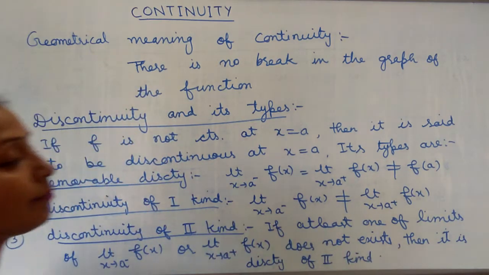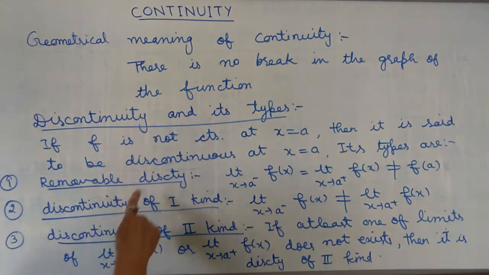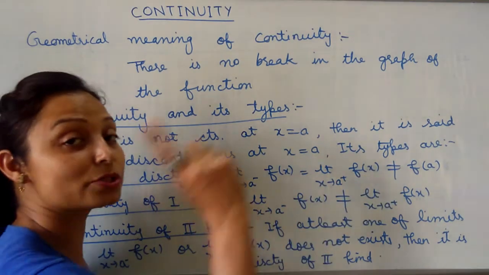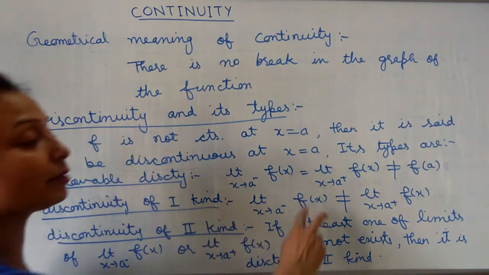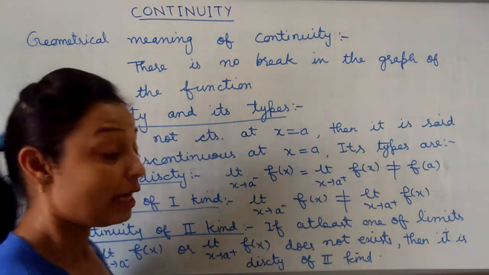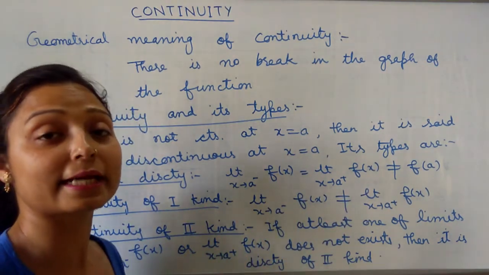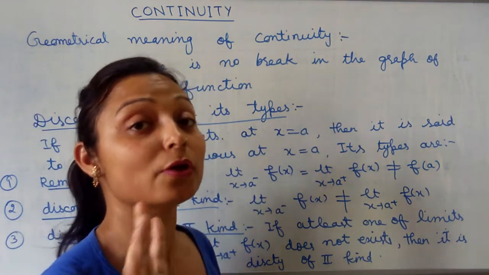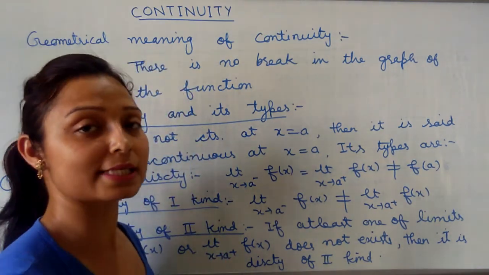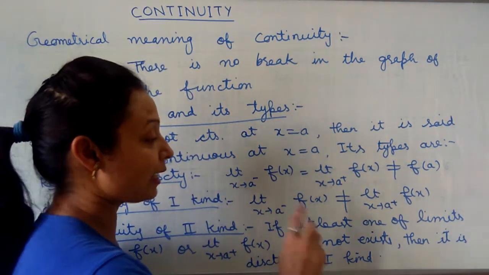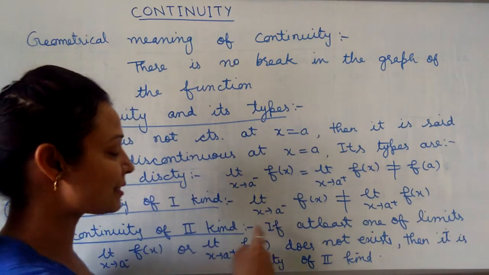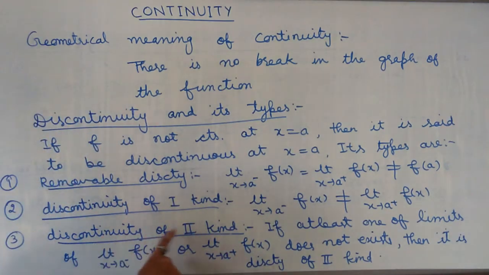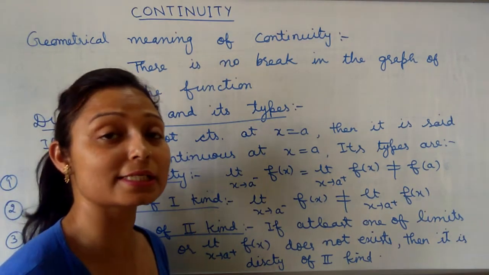There are only three types of discontinuity. First is removable, when both are equal, third is not equal. Then discontinuity of first kind, when the first two are not equal, and the second kind says that at least one of the two limits does not exist. Either this or this does not exist, then it is said to be the discontinuity of second kind. So this is the discontinuity.